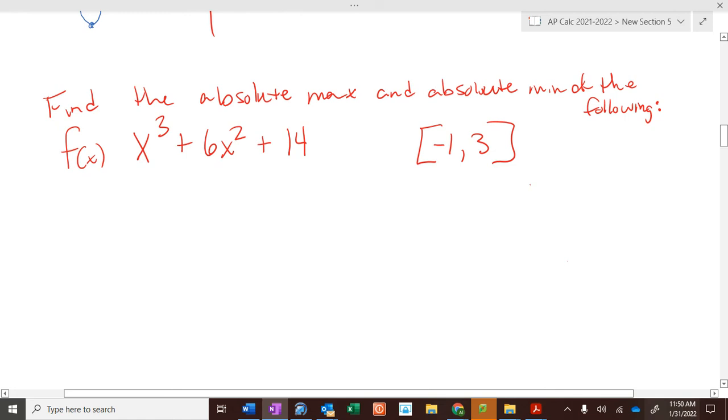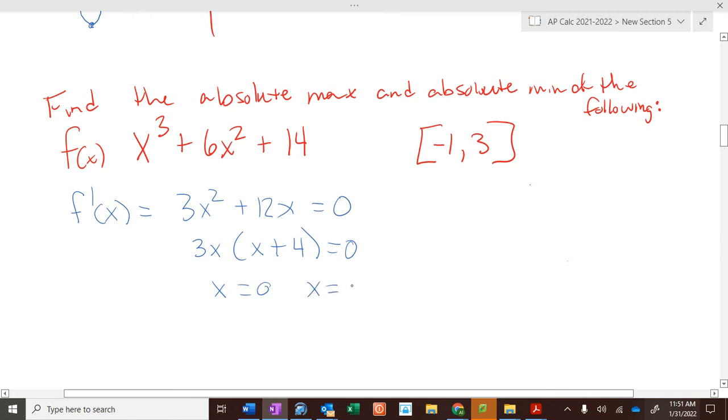Okay. Let's find the absolute max and absolute min of the following function within this interval. How do we find the absolute max, absolute min? Find the critical numbers. All right, so find the first derivative to find the critical numbers, right, Bella? So the first derivative is, and set it equal to 0. And then what do we do? Solve it how? Factor out 3x. And we get x plus 4 equals 0. So x equals 0 and x equals negative 4.